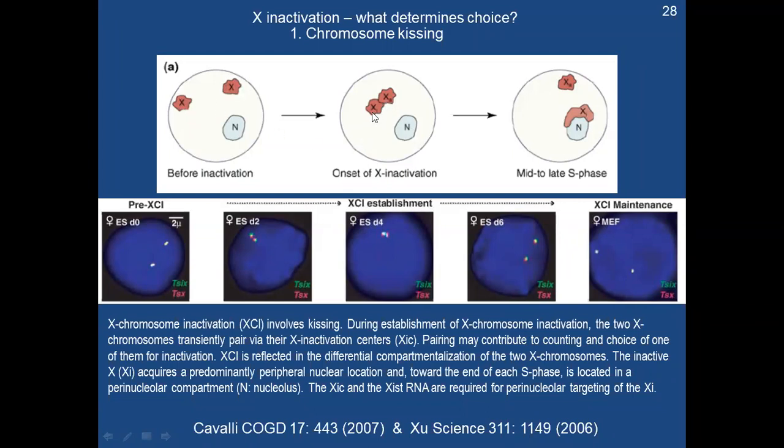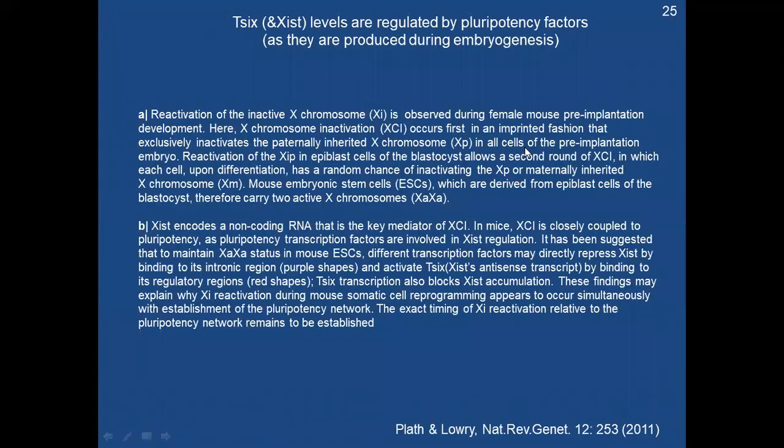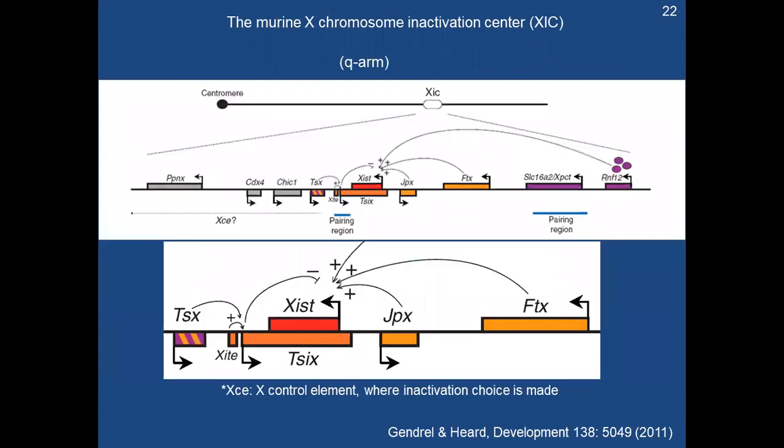But in X chromosome inactivation, initially we have two active X chromosomes. Then they touch each other. We call this chromosome kissing or touching. And then they separate. One becomes inactive, one becomes active. So these regions here are the regions where the two X chromosomes touch each other. Therefore, they are called pairing regions. We are going to come back to them.